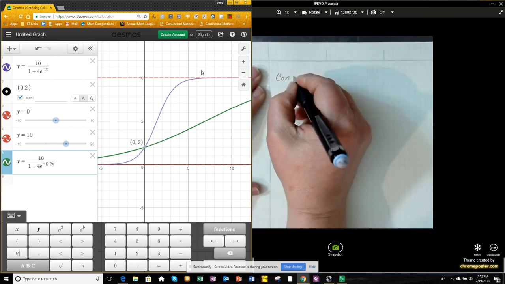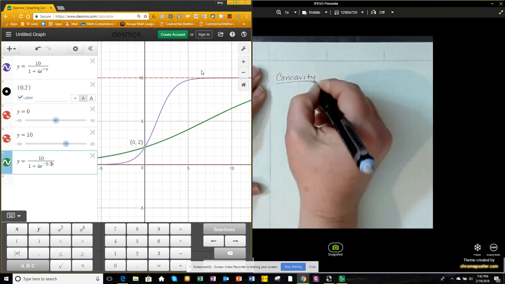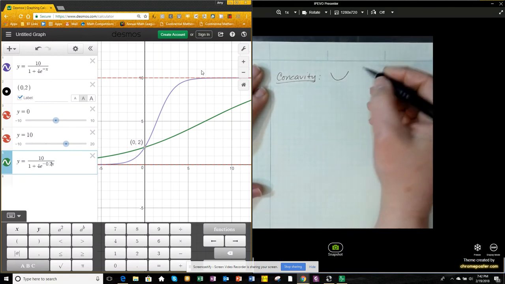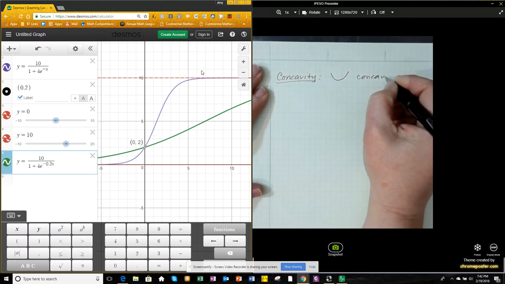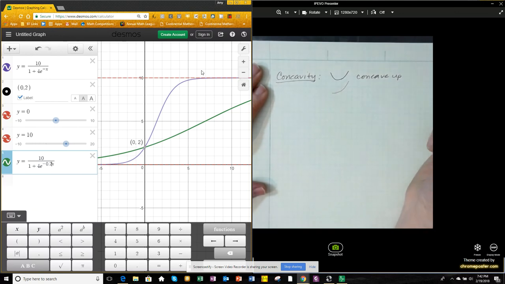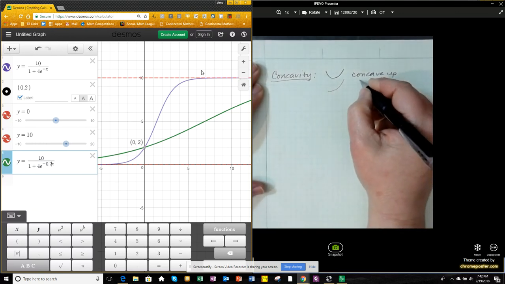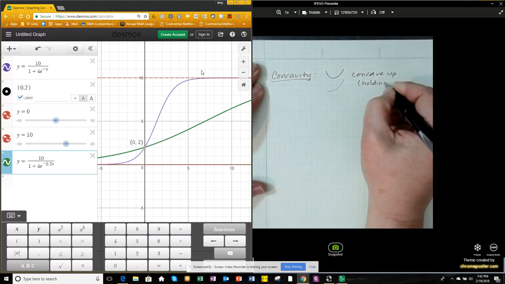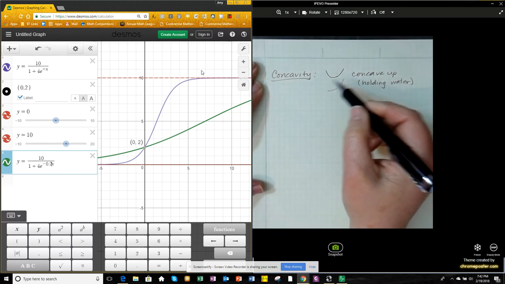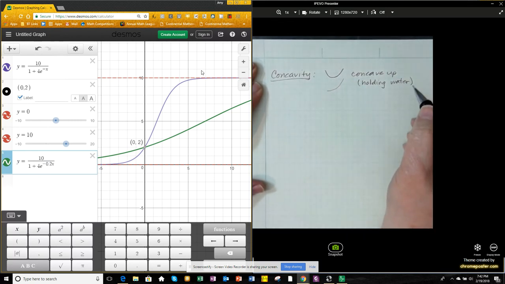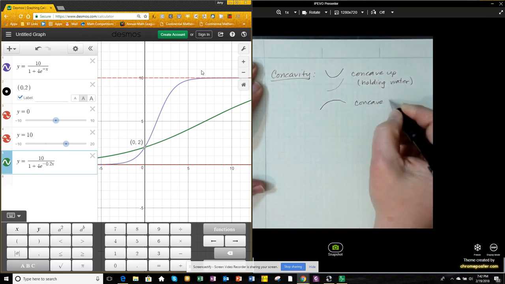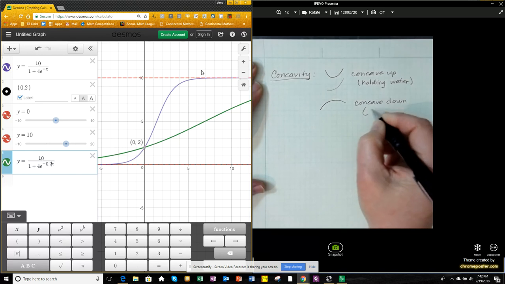I know we had a problem the week on concavity. This is concave up, a function that bends upward. Now it can be a gentle concave up like this. Basically, I like to think of these as holding water. Concave up functions look like they could hold water. Okay. And if your function is concave down, it won't hold water.